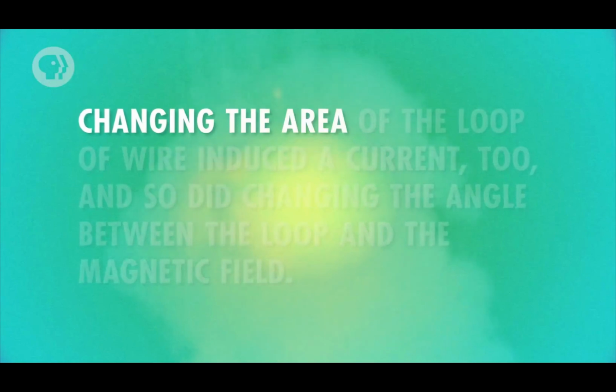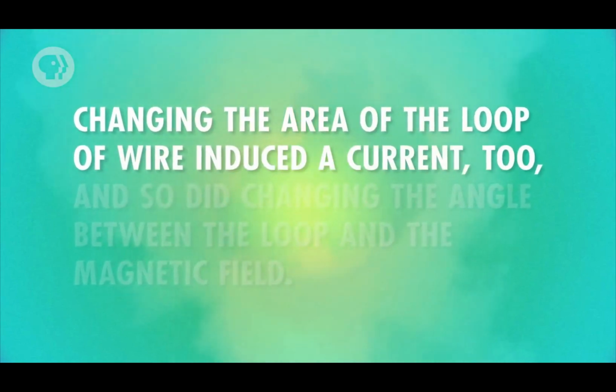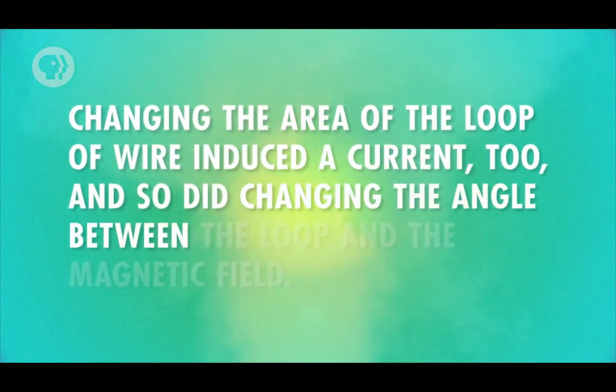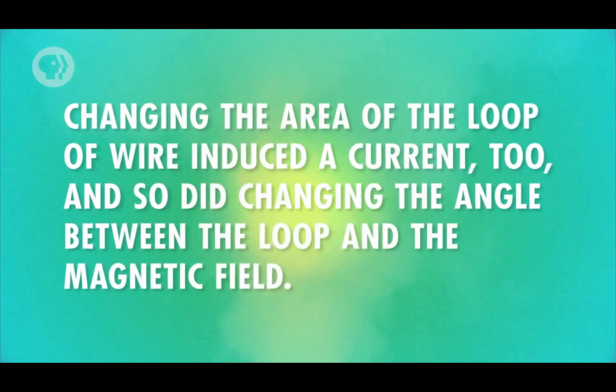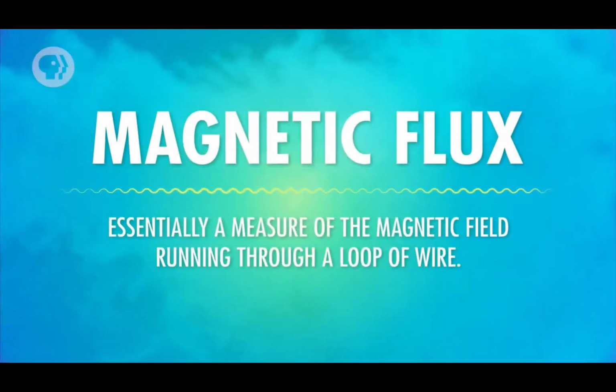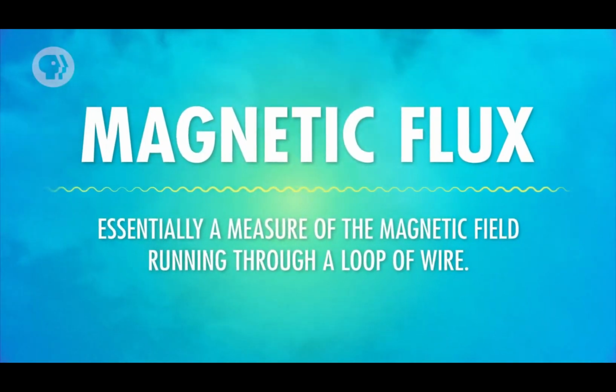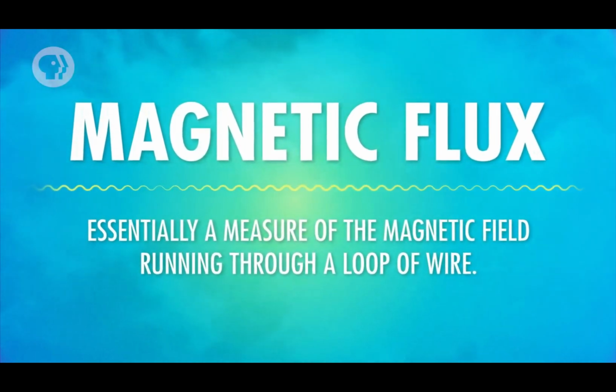So now Faraday knew that when a magnetic field changed over time, it induced an EMF in a loop of wire. But a couple of other things induced EMF too, even if the strength of the magnetic field stayed the same. Changing the area of the loop of wire induced a current too, and so did changing the angle between the loop and the magnetic field. That's because of a property that most directly induces EMF, the property known as magnetic flux, represented by phi B. Magnetic flux is essentially a measure of the magnetic field running through a loop of wire, and when that field changes, that's what induces an EMF.